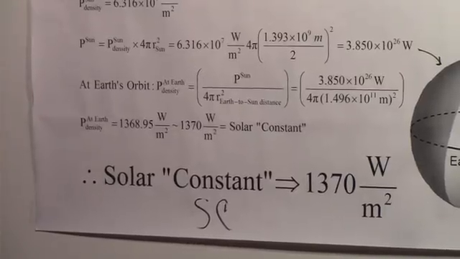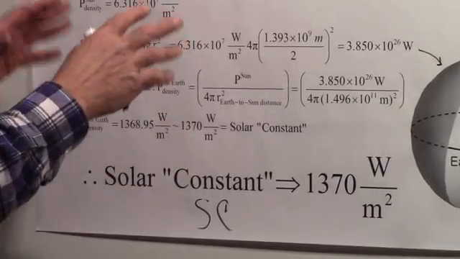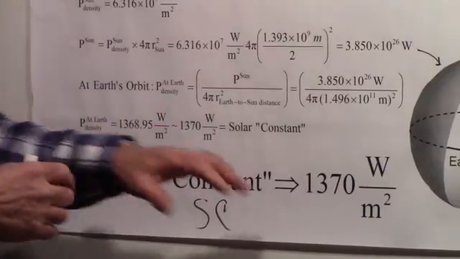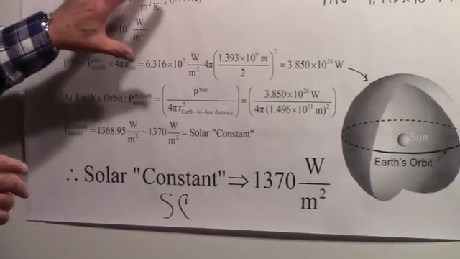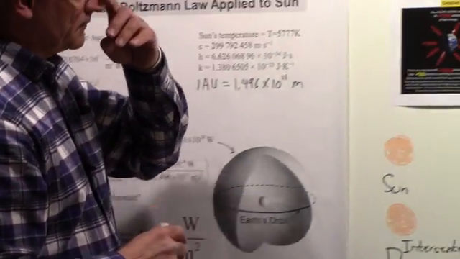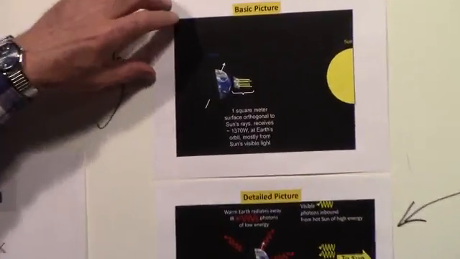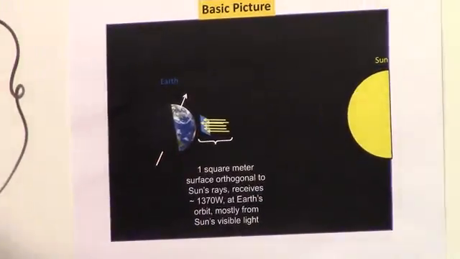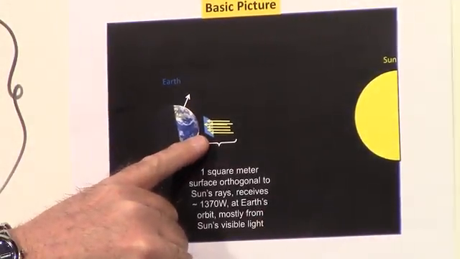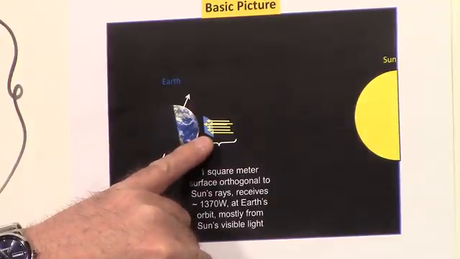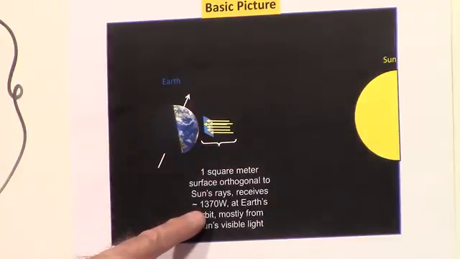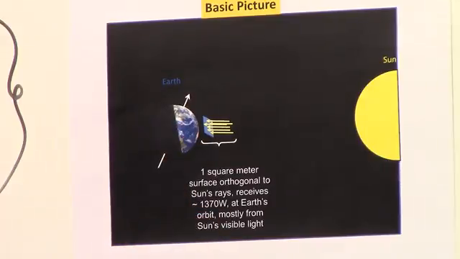So that's how we came up with the solar constant in a previous video, in kind of a quick review. If we come over here now, we just want to make it clear what we're talking about. Here's the sun, and here's the earth. Here's 1 square meter that I've kind of lifted off the surface of the earth. And what we're saying is that on every square meter, 1,370 watts are falling. The solar constant.